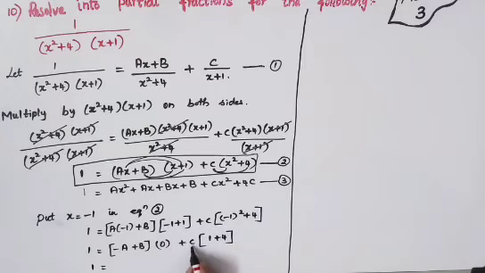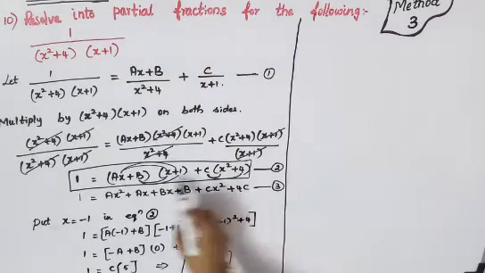Here c into (1 plus 4 is 5). That implies 1 is equal to 5c. Take this 5 towards your left hand side, so it will come to the denominator. Therefore your answer is c is equal to 1 by 5. Again see your equation 2.